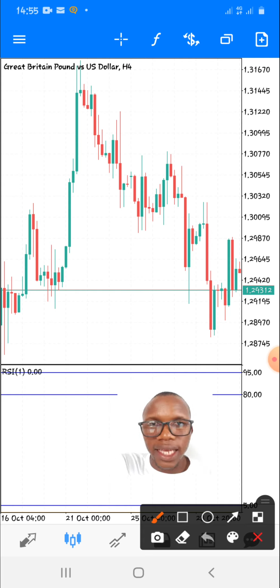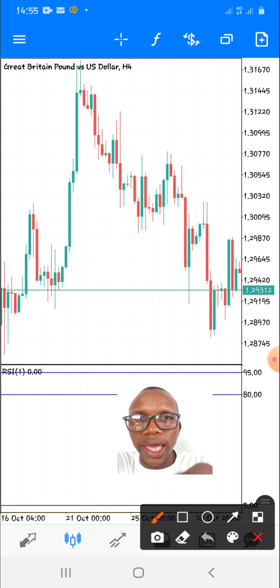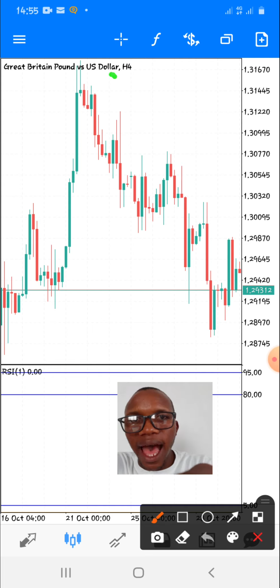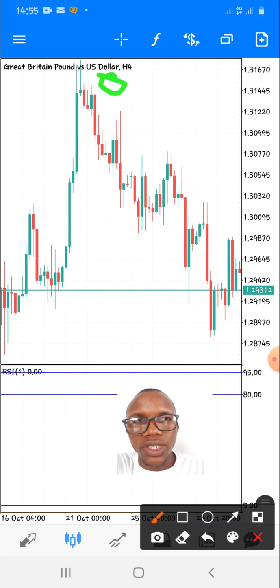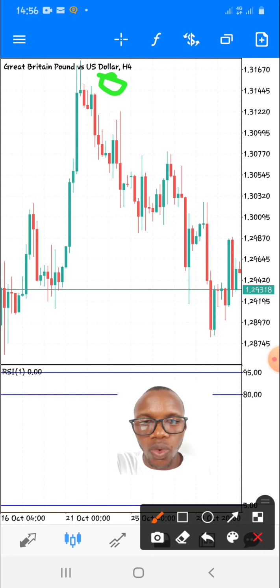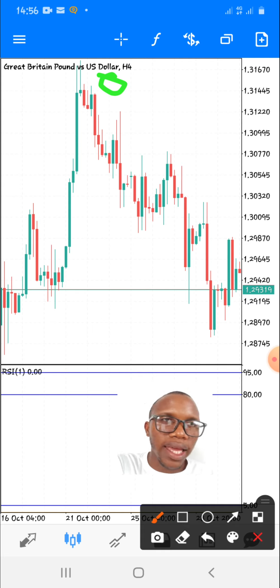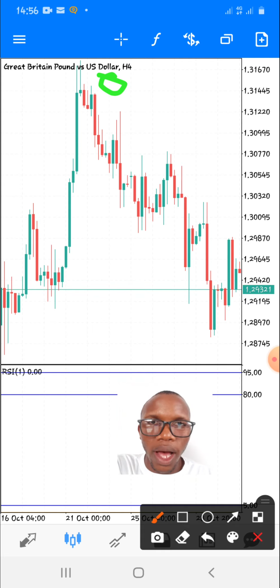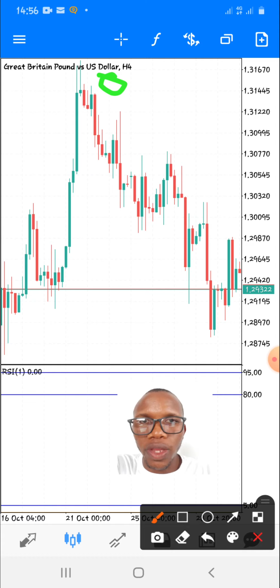So in this case, the price now is making another high. You see, the price is lower than the highest price. That is why it is called the lower high and the lower low. So the price is higher, but it is lower than the previous high. So it is called the lower high.